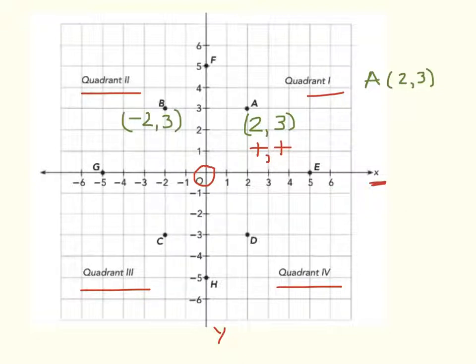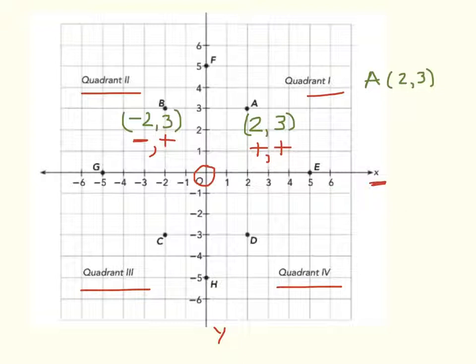Please note in Quadrant 2, your first number, your x-coordinate, is negative. Your second number, your y-coordinate, is positive. So if you ever have an ordered pair that is a negative-positive combination, it will be in Quadrant 2.